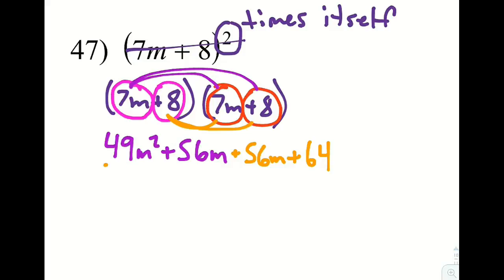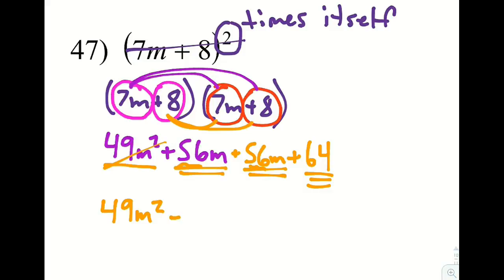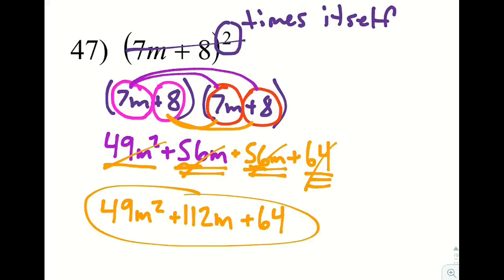We're going to have an m squared term, a couple m terms, and then a constant term at the end. So we have 49m squared that we just bring down. We have 56 plus 56. 50 plus 50 is 100, 6 plus 6 is 12, so we have 112m. Use those up, and then plus 64, that's our constant at the end. So this is going to be our cleaned up final version of 7m plus 8 all squared. Good luck on the rest of these.